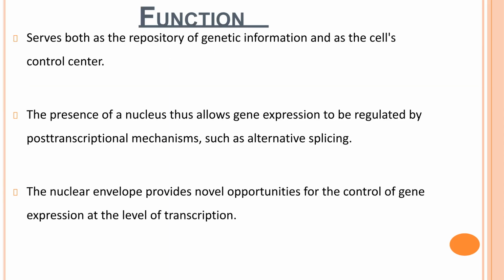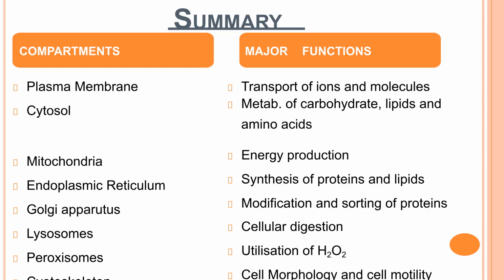To summarize, different cellular compartments perform major functions. The plasma membrane transports ions, while the cytosol metabolizes carbohydrates and lipids. Mitochondria produce energy, and the endoplasmic reticulum synthesizes proteins and lipids. The Golgi apparatus modifies and sorts proteins, lysosomes aid cellular digestion, and peroxisomes utilize H2O2. The cytoskeleton governs cell morphology and motility, and the nucleus is responsible for DNA synthesis and repair.